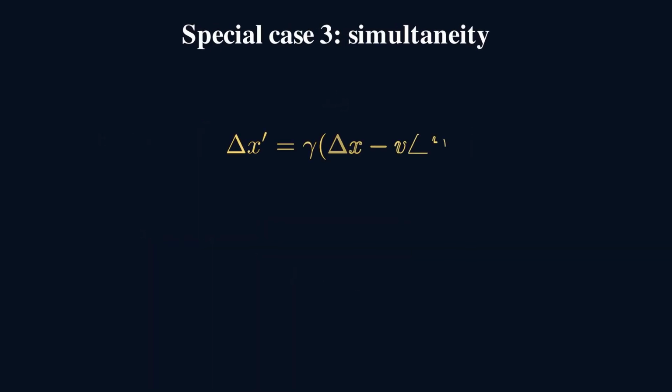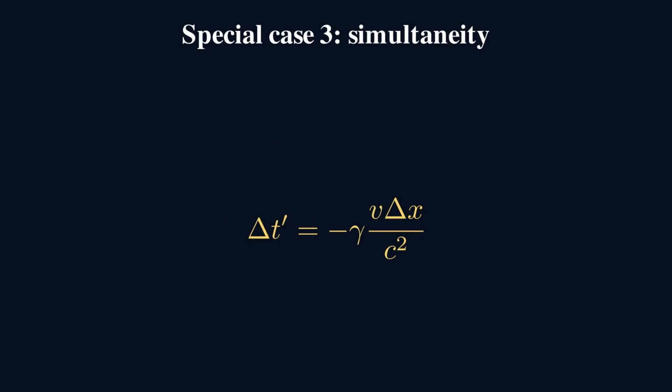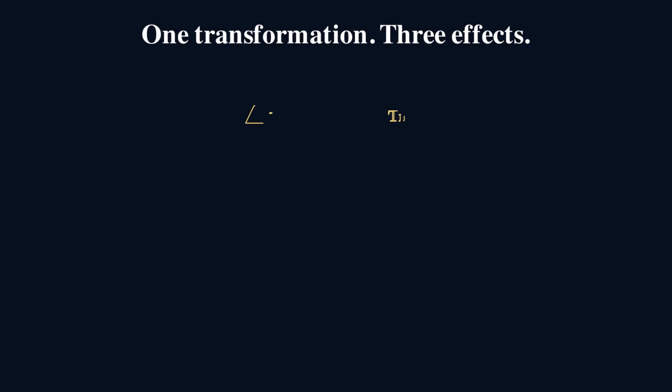Now, the final result is what we refer to as simultaneity. So let's go back to the equations that I wrote down for the last special case. Two events are simultaneous for Alice if, obviously, delta t equals 0. And so that leads to delta t prime is minus gamma v delta x over c squared. The delta t drops off. If delta x is not 0, then delta t prime is not 0. So simultaneous for Alice does not mean simultaneous for Bob.